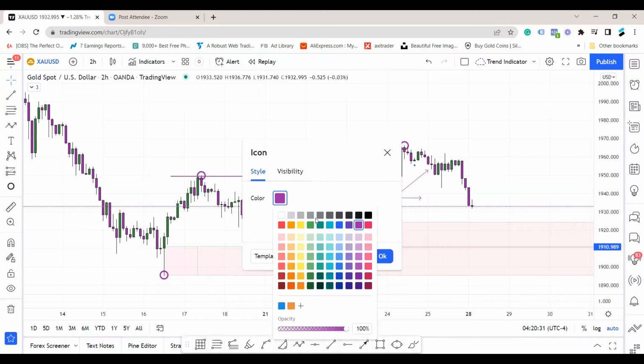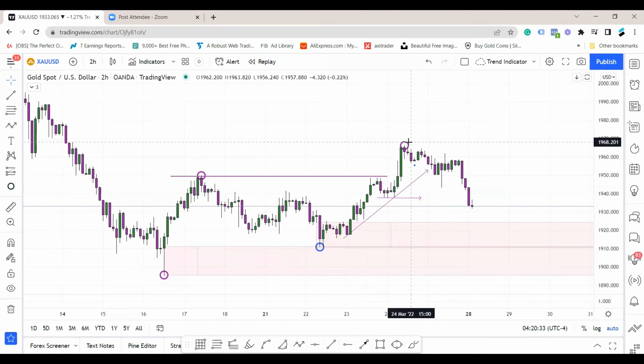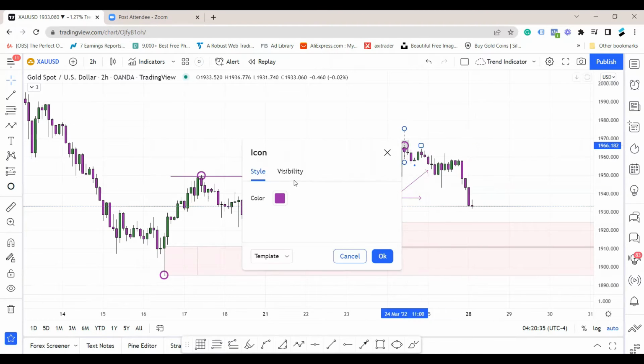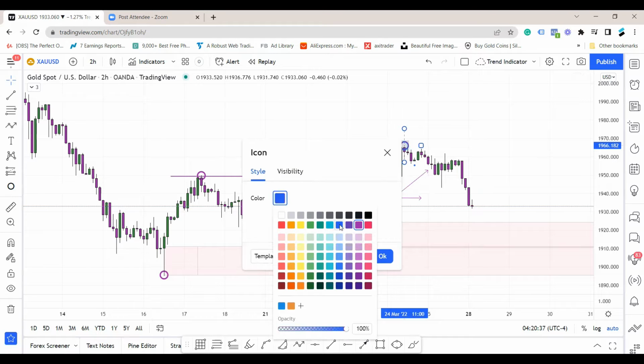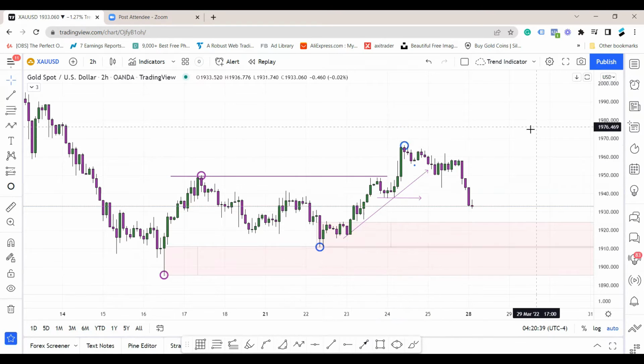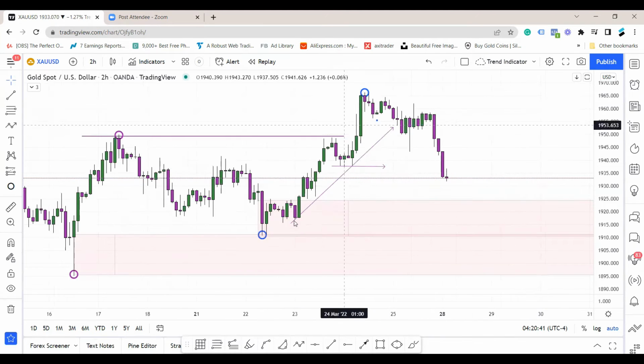So if I make it a different color, the blue circle is the range that I want to trade. Okay. So once I define my range, I have my buyers, I have my range. Now I define my AOI. Now, where is my AOI?